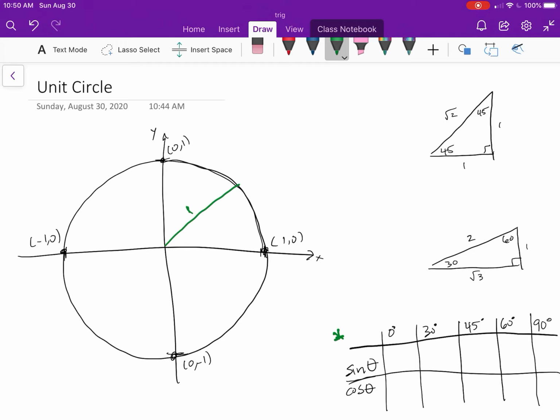First things first, let's talk about degrees and radians. Okay, this video, there's going to be a lot of information. Watch it more than once if you need, pause it if you need to. Okay. Degrees and radians.